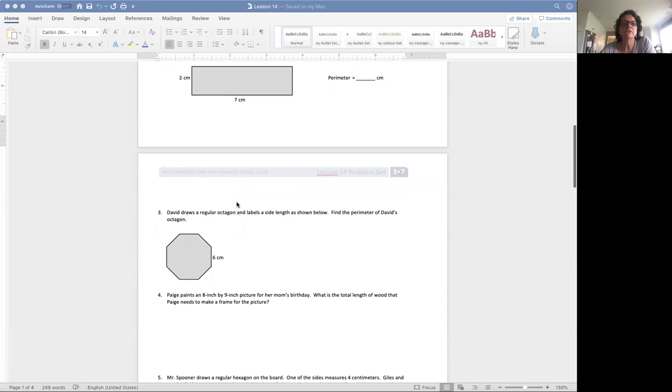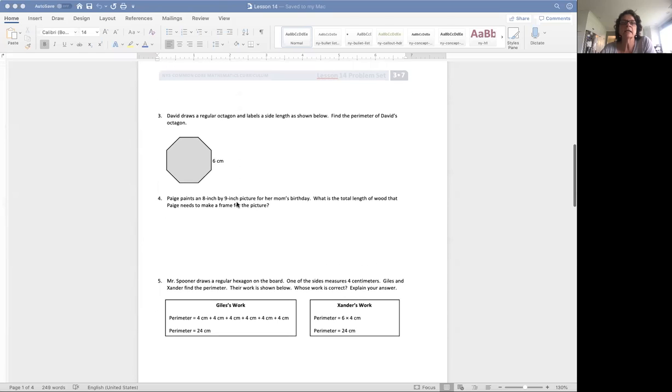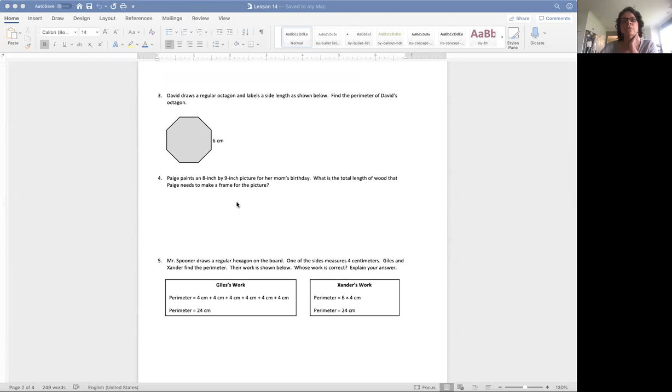Okay, this says David draws a regular octagon and labels a side length as shown below. Find the perimeter of David's octagon. Okay, so the important thing in there is it is a regular octagon. An octagon means 8 sides, and the fact that it's regular means all the sides are equal. So I could label each side 6 centimeters, but I'm not going to take the time to do that, but I'm going to write a number sentence to find the perimeter. So I'm going to write P equals.